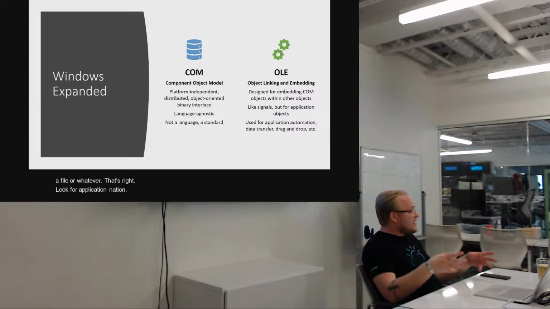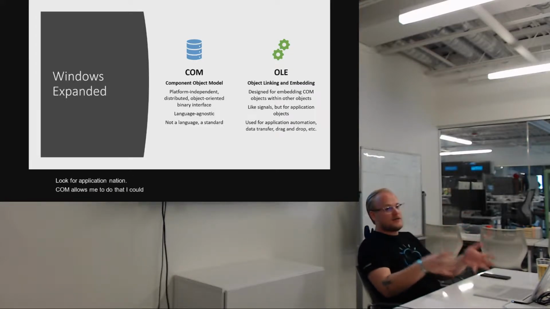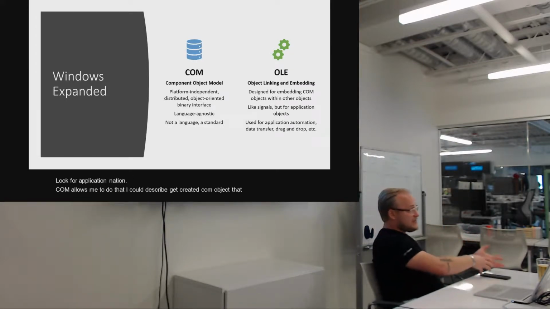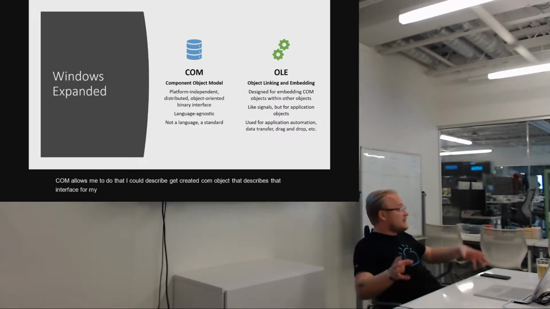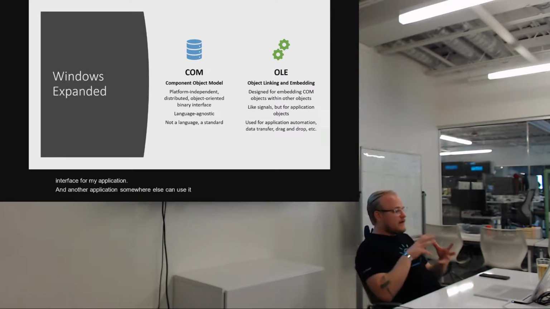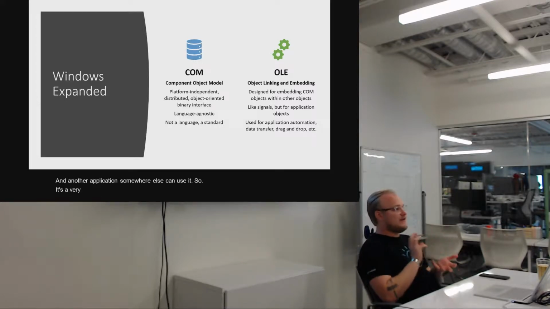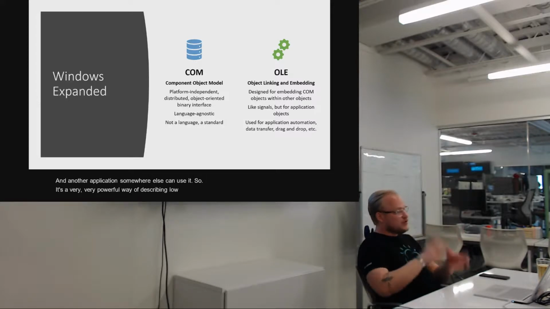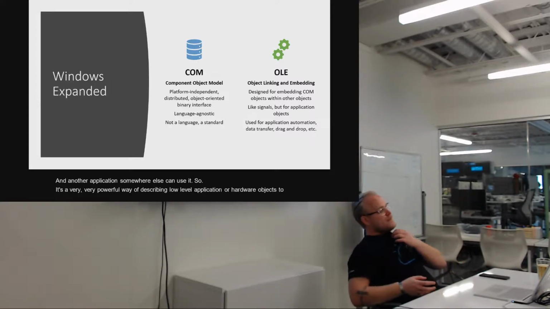COM allows me to do that. I could create a COM object that describes that interface for my application, and then another application somewhere else can use it. So it's a very, very powerful way of describing low-level application or hardware objects to other applications.